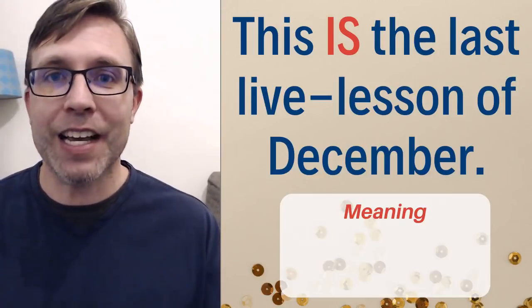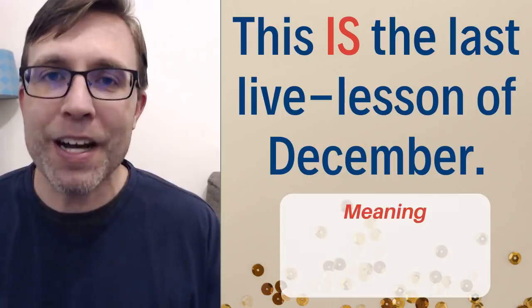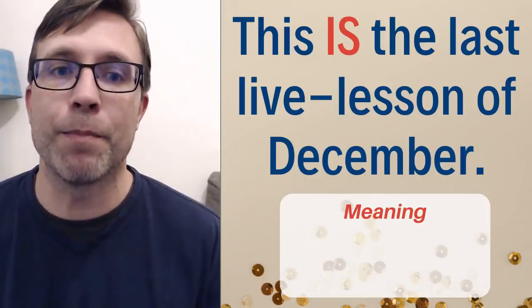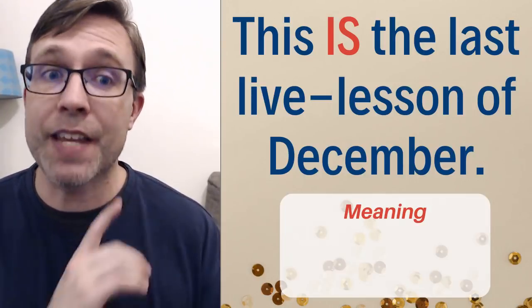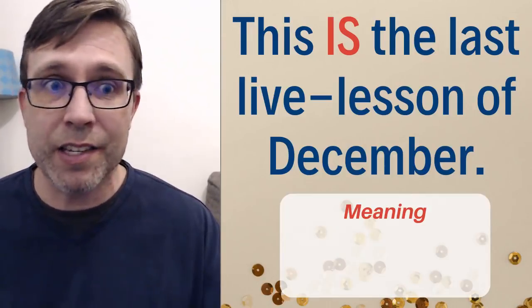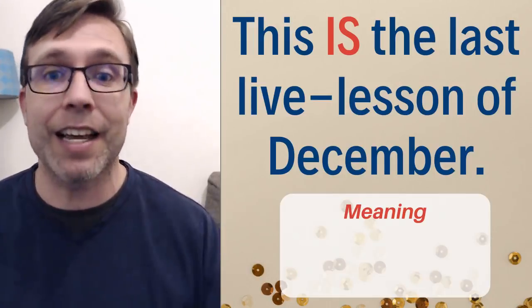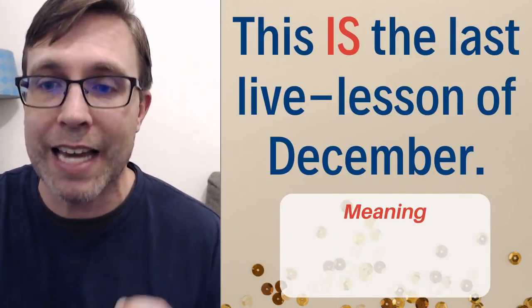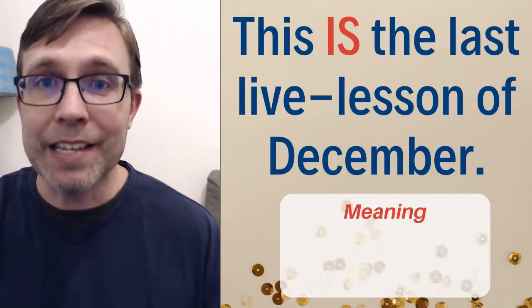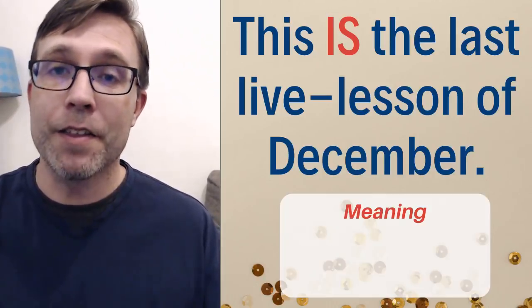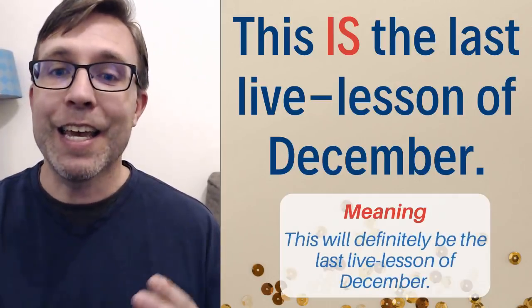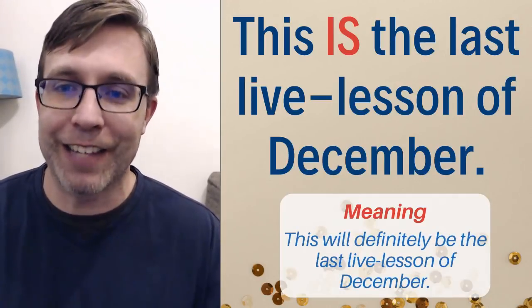Okay, now when I emphasize is, what am I saying? Because this is a sentence in the present simple. We use the present simple in this case to talk about things that are facts. I could say, the sun sets in the west. This is the last live lesson of December. If I emphasize that is, then basically what I'm telling you is that this is a fact. I'm emphasizing the fact that this is a certainty. It is a fact. It will definitely be the last live lesson of December.